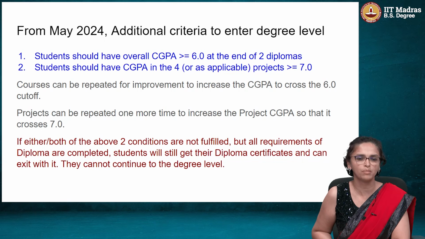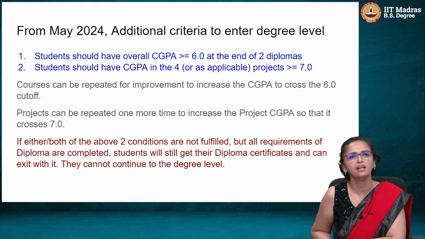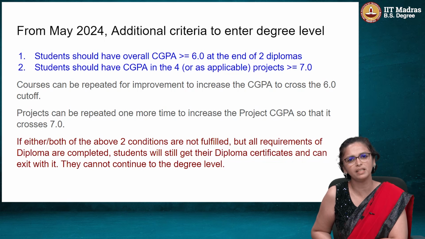That is condition number 1 for you to be eligible to enter the degree level in the May 2024 term or thereafter. The second condition is you should have a CGPA of more than 7.0 across the diploma projects that you have done. So, assuming you have done all 4 projects, say, or maybe you have done 3 projects because you started your diploma course in September 21 or Jan 22 when the projects are merged with the theory.